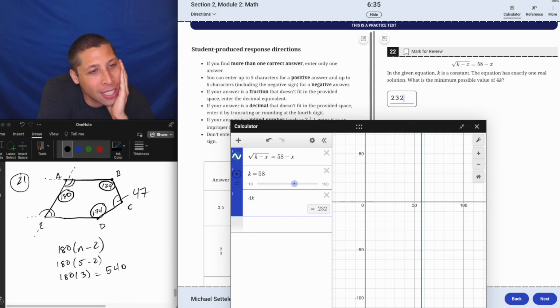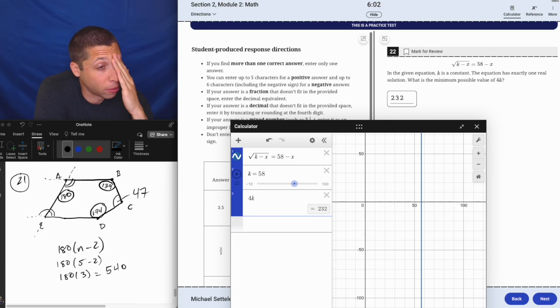I'd love a better way to prove that because that feels kind of rough. So why would that have one real solution? The square root. Well, I guess I could square that and try to use the discriminant maybe if I get a quadratic. That seems really messy. There might be some reason that it has to be 232. K has to be 58, right?